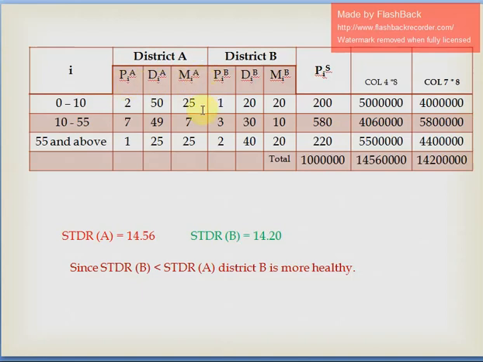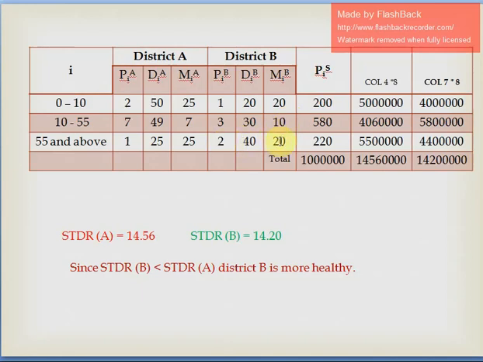How does this value come? 25 is 50 divided by 2000 into 1000. The 1000 gets cancelled, so 50 divided by 2 is 25. Then 49 divided by 7000 into 1000, so 49 divided by 7 is 7. And 25 divided by 1000 into 1000 is 25. Similarly, we can calculate MIB: 20 divided by 1 is 20, 30 divided by 3 is 10, and 40 divided by 2 is 20.